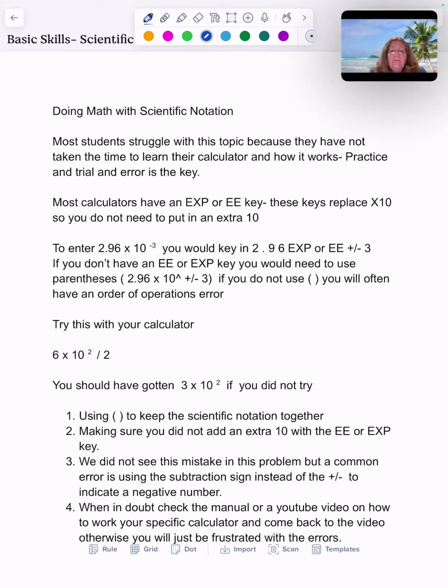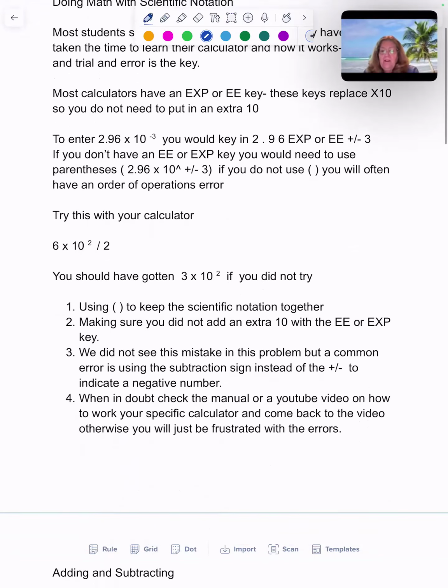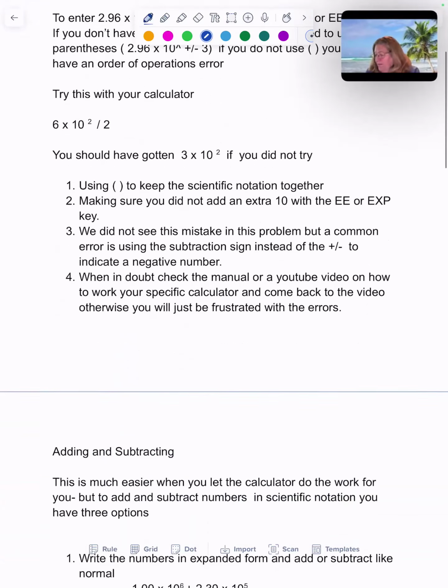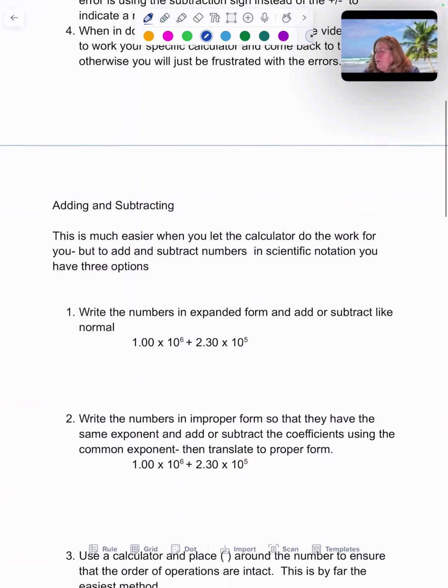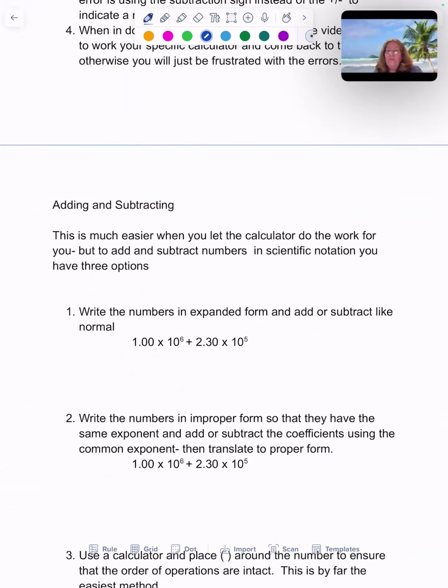Okay, so make sure that you do not add that extra 10. We did not see this mistake in this problem, but it's a common error to use a subtraction sign instead of that plus minus to indicate a negative. Double check the manual or look at a YouTube video on your specific calculator on how to do it, or check with your math teacher and say, hey, this is the calculator I have. How do I put this in? Your math teacher would probably be more than happy to help you with that. But that is a key to doing math. And if you know the rules for scientific notation, this will be much, much easier for you.